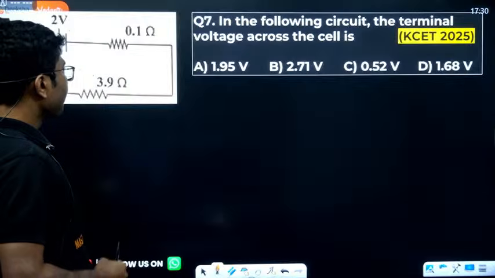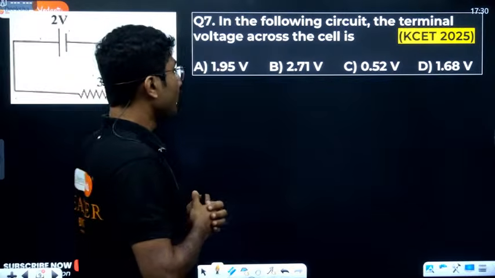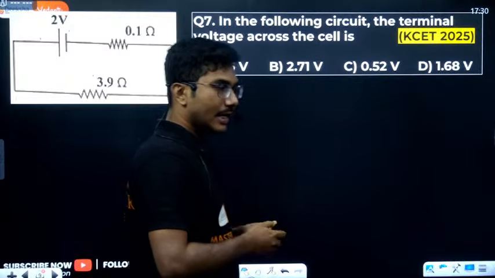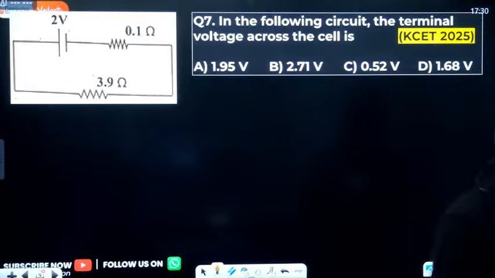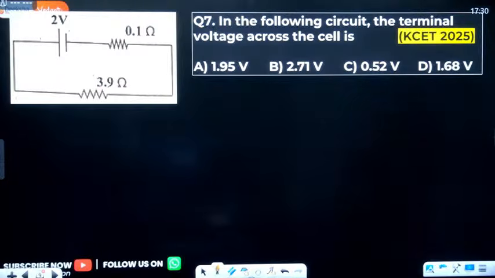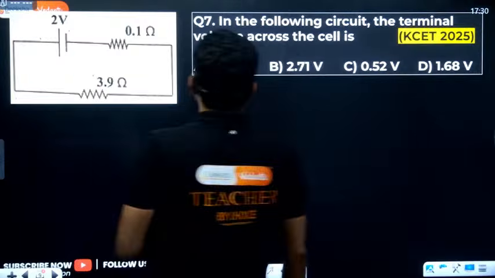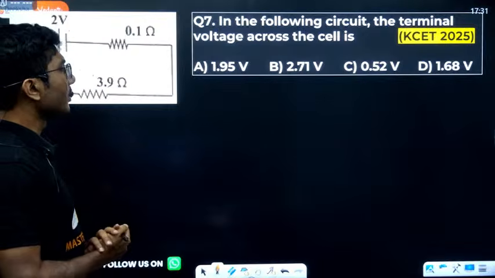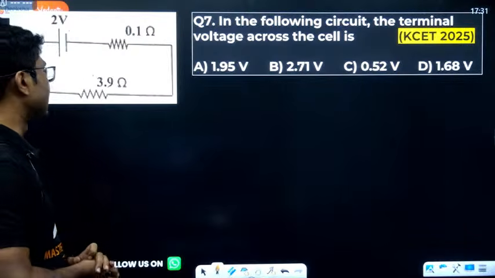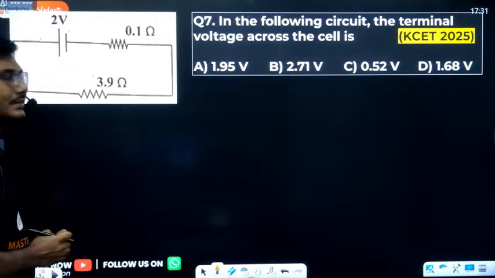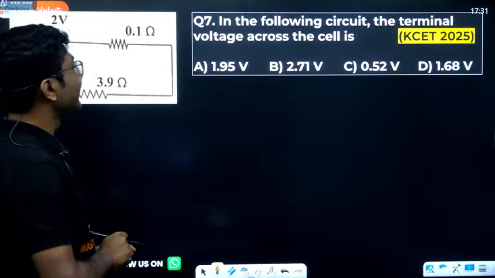Next question from 2025. So in 2026, as you can see, a total of 27 questions were asked. Now, in the following circuit, the terminal voltage across the cell is? So here a cell is given, and they are asking what is the terminal voltage.